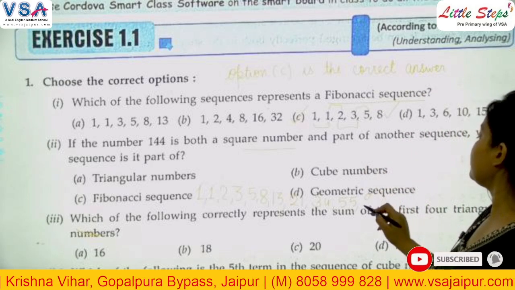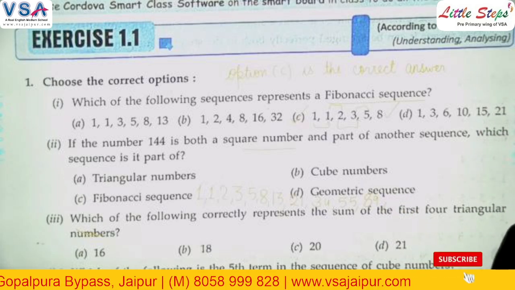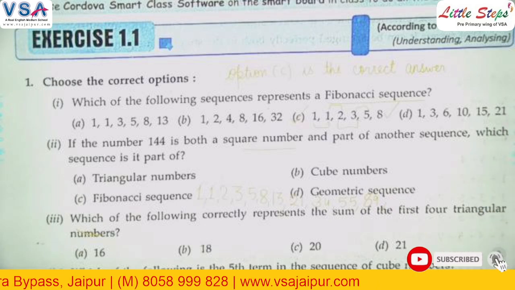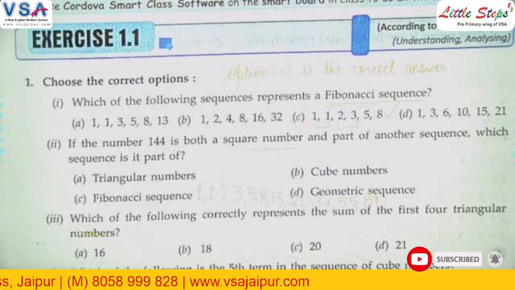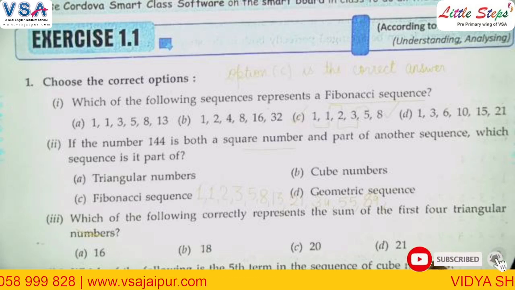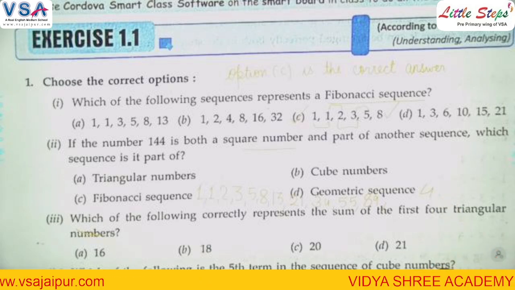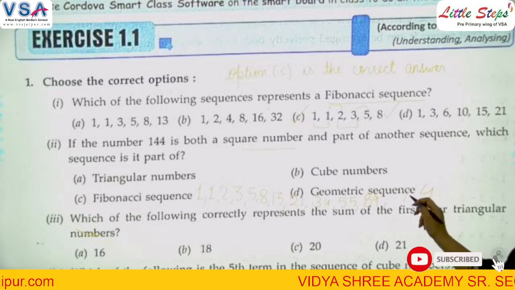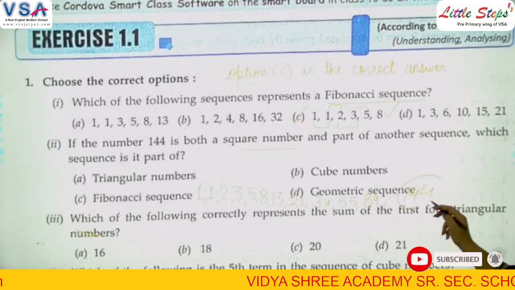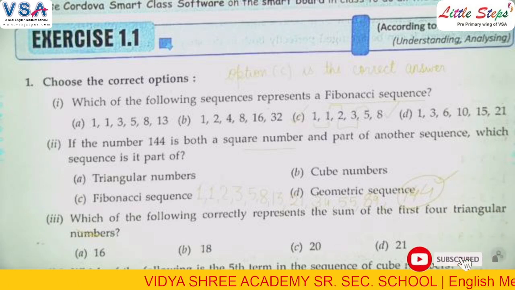This is 89. Now let's add 89 and 55. Everyone add 89 and 55. What will be the next number? Tell me. 9 and 5, 14, and 8 and 5, 13, and 1 carry, 144. This is the number we want in the question. We get the number 144.